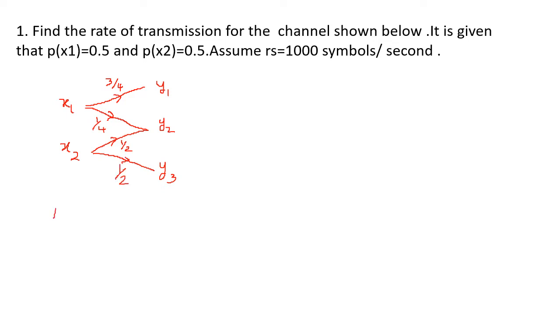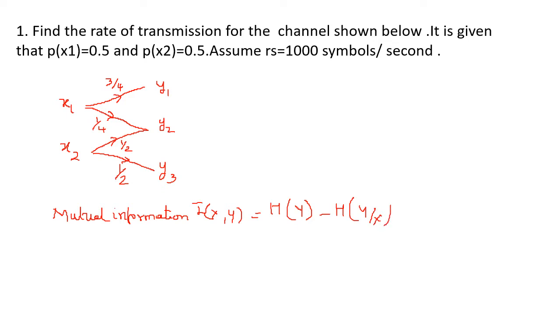So now we know that mutual information is denoted by I of x comma y, and it is given by the formula H of y minus H of y by x. So here we need to find the output entropy H of y and the posterior entropy, that is H of y by x. Now before solving the problem we need to write the channel matrix.